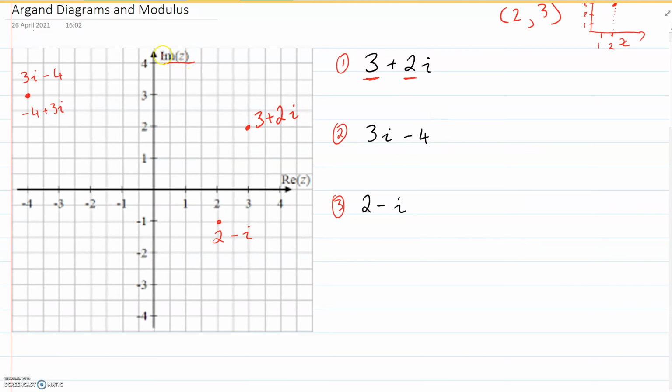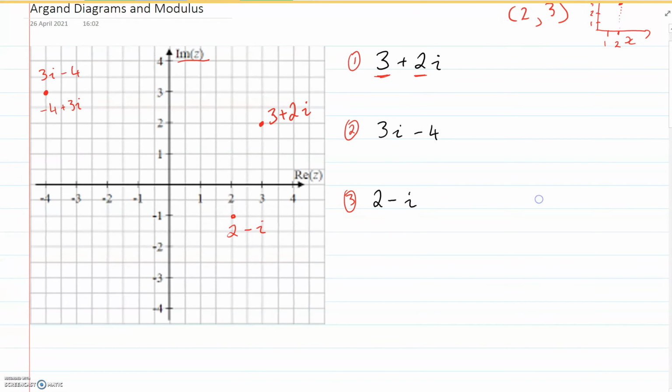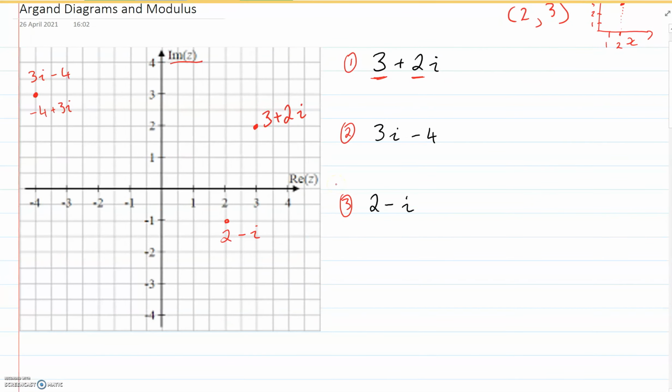As long as you put IM for imaginary, and we always use the letter Z. So where we use X in coordinate geometry, there's always the letter Z for complex numbers. So that basically is maths for imaginary part of Z. This is real part of Z.